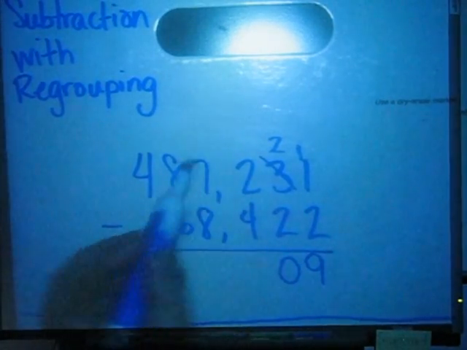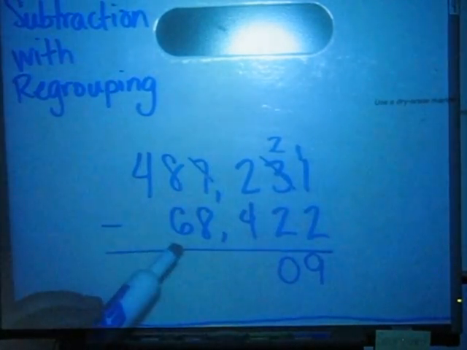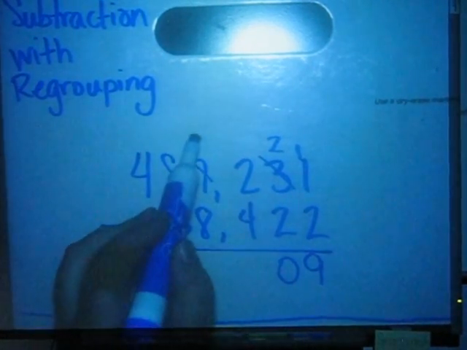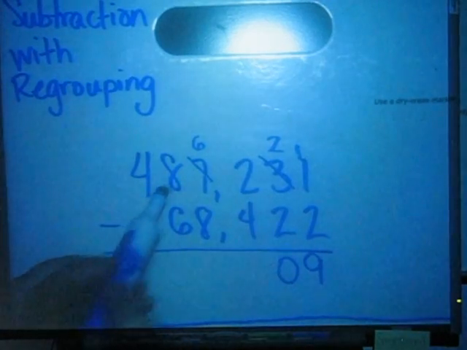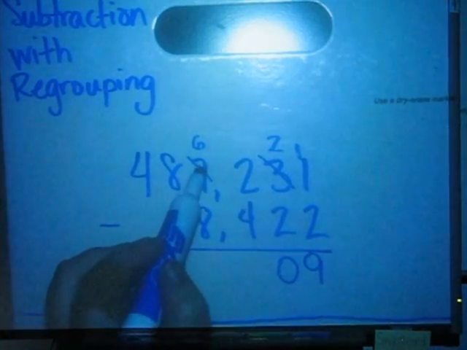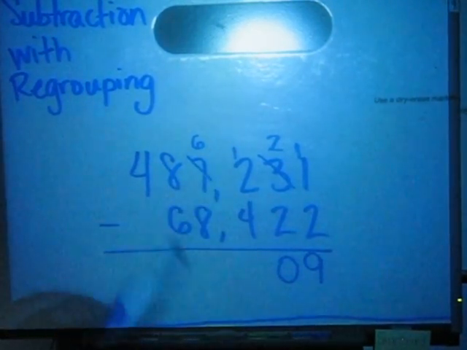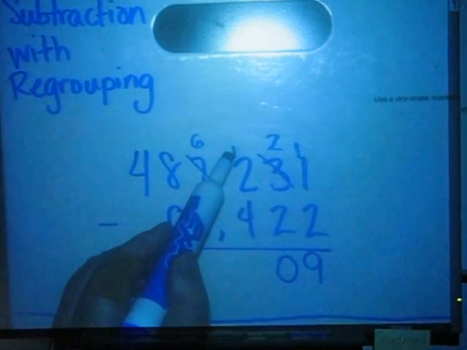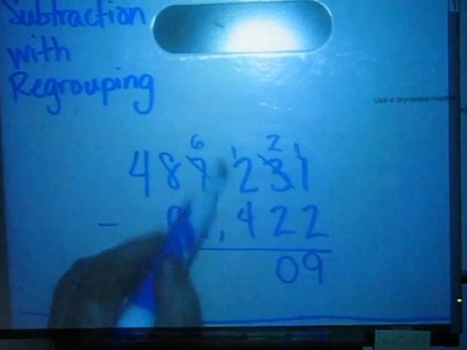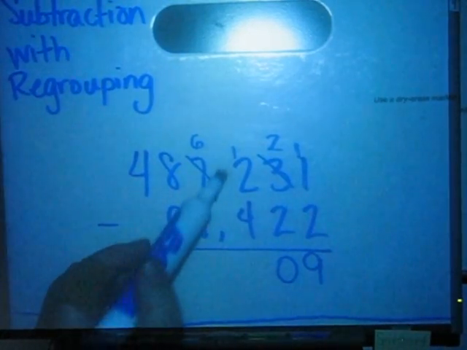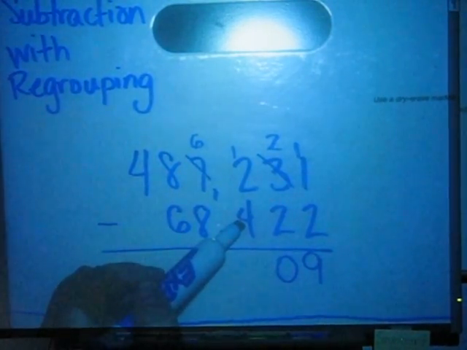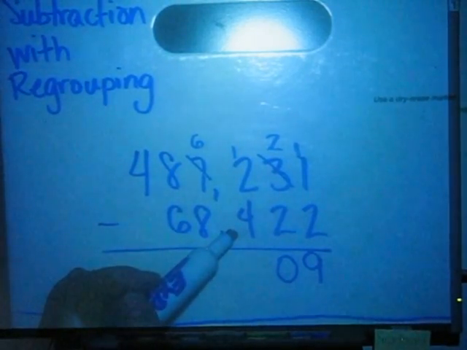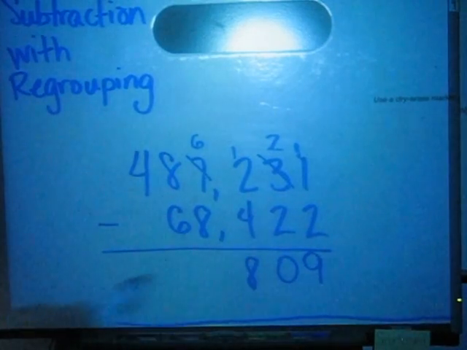So I have to go over to my neighbor, ask to borrow 1. So I have to take away 1 from 7. 7 minus 1 is 6. The one I borrowed from the 7 moves back into the hundreds column. Now this is not a 2 plus a 1. This number is now a 12. So now we have 12 minus 4. 12 minus 4 is 8.